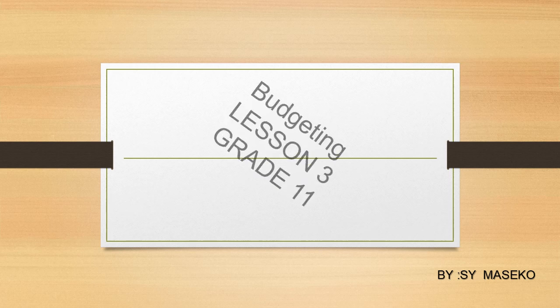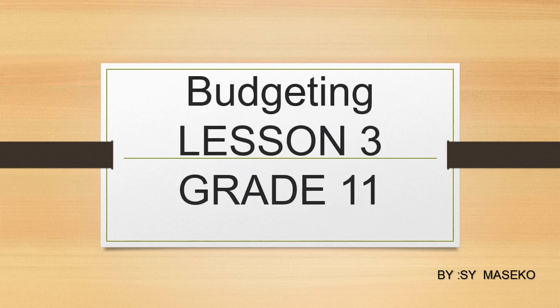Today's lesson is based on grade 11, which is still budgeting. It's lesson number 3. Today I want us to focus on an example whereby we are given both credit sales and cash sales. I wanted to do this because most of the time learners tend to focus more on credit sales, or on examples whereby they are only given credit sales.